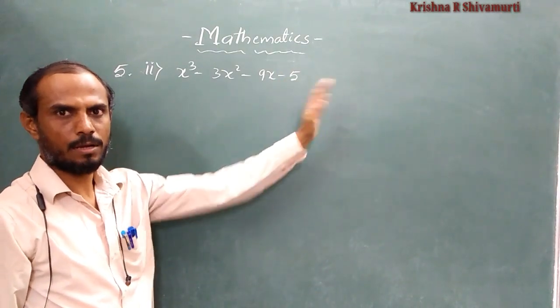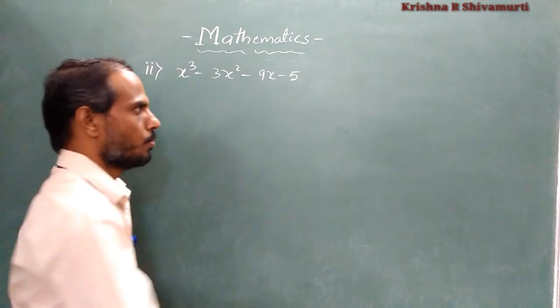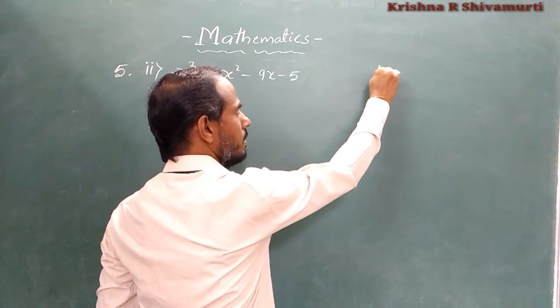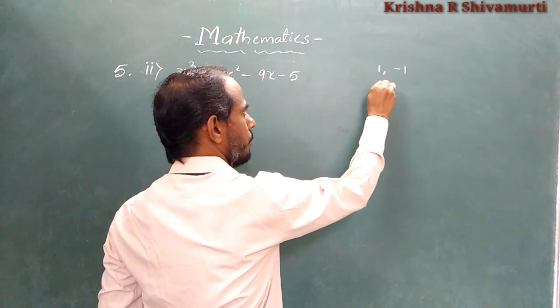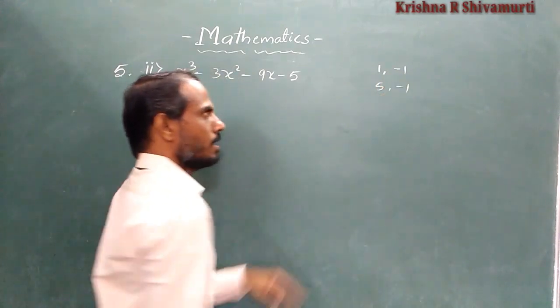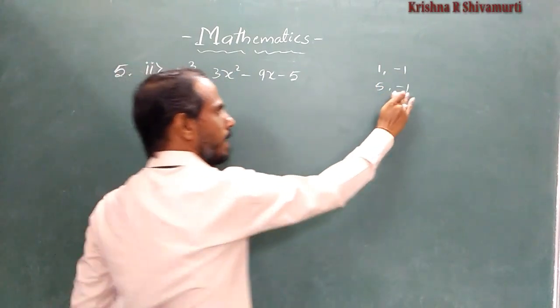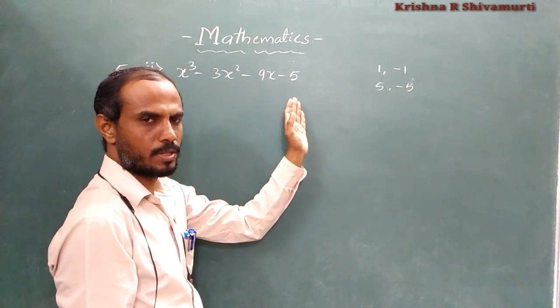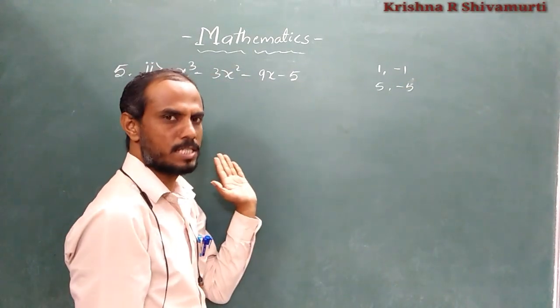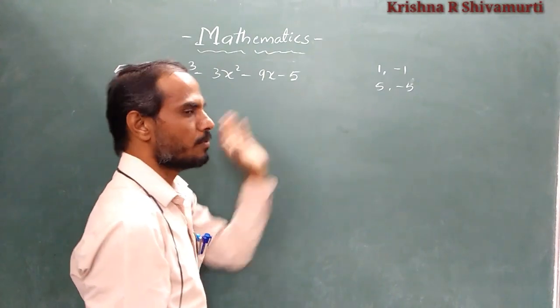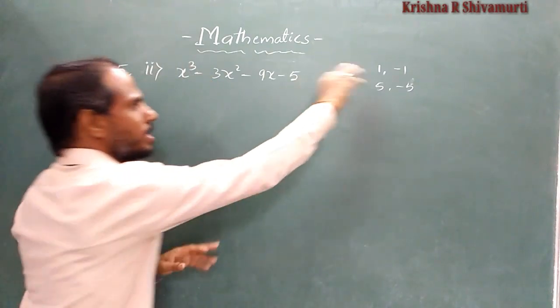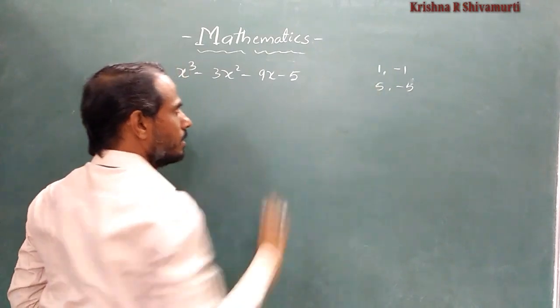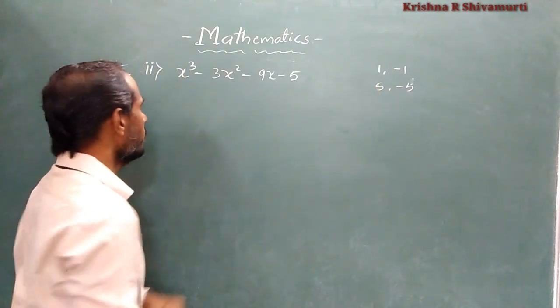The factors are 1, minus 1, 5, minus 5. In that, one by one, substitute the factors. Which one gives a 0 remainder? That one is a factor. You have to check it. These are the possibilities, and we have to check which one is the correct one.